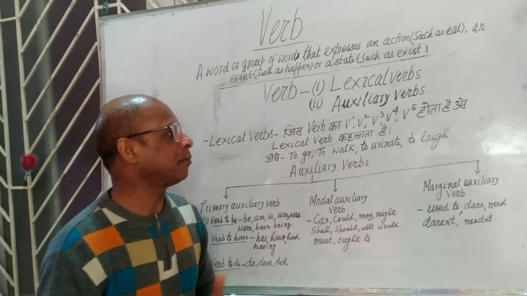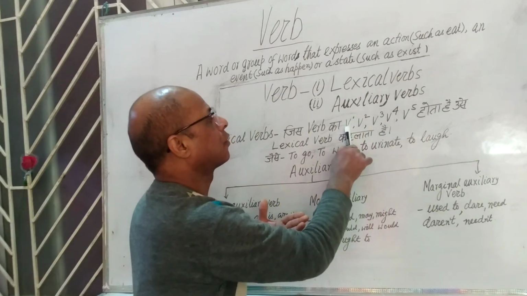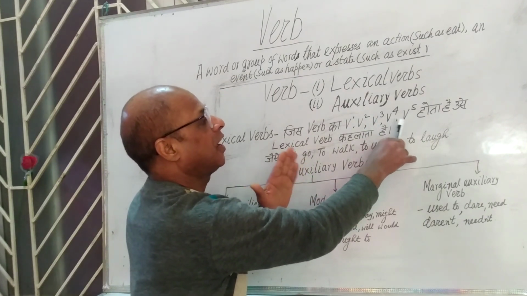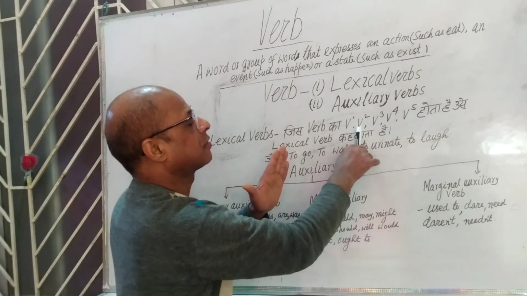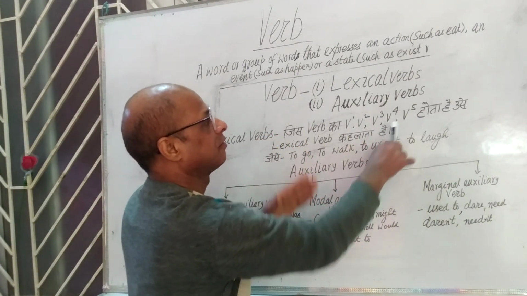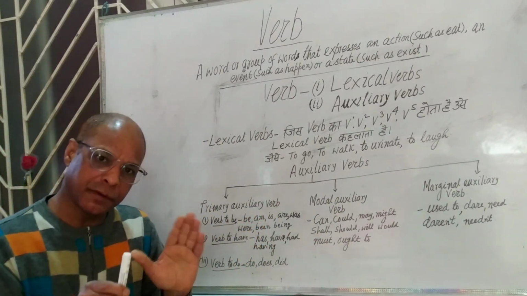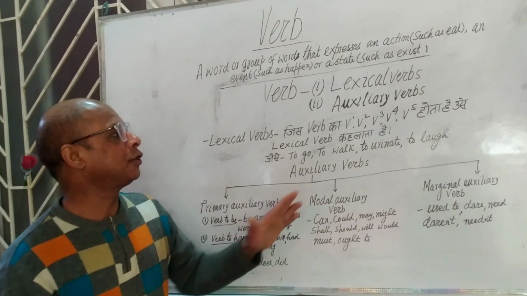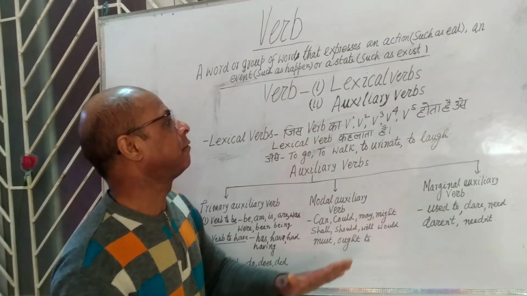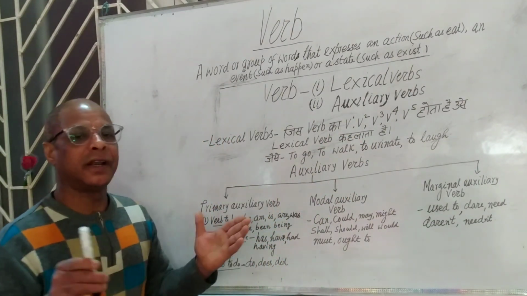I have demonstrated an example: go, went, gone, going, goes. Walk, walked, walked, walking, walks. Promise, promised, promised, promising, promises. Once again, I would like to repeat for the sake of the reader that those verbs whose forms can be transformed into V1, present form, V2, past form, or V3, past participle form, and so on, are called lexical verbs.